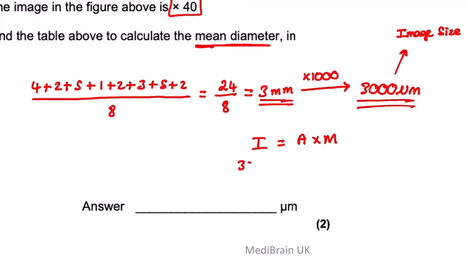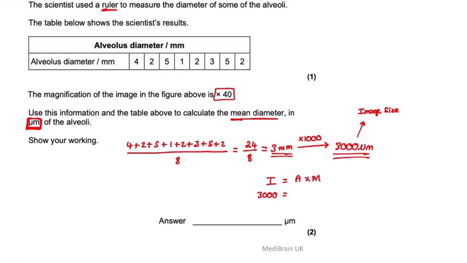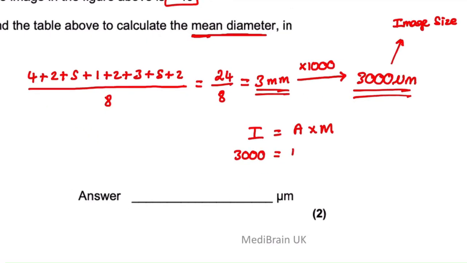Image size is 3,000. And we need to work out the actual size, and the magnification is 40. So all we're going to do is 3,000 divided by 40. And if we type that into our calculator, that's going to give us an answer of 75 micrometers.